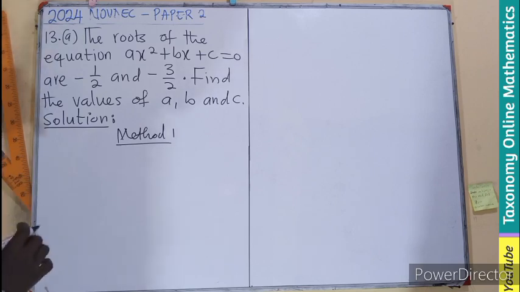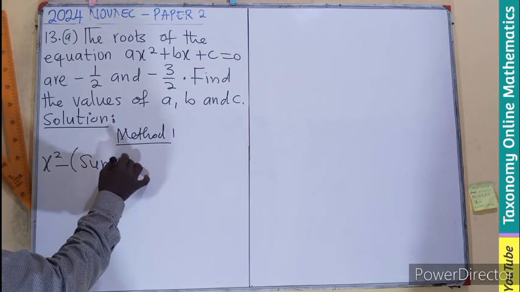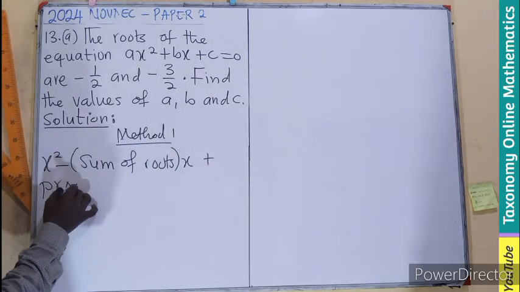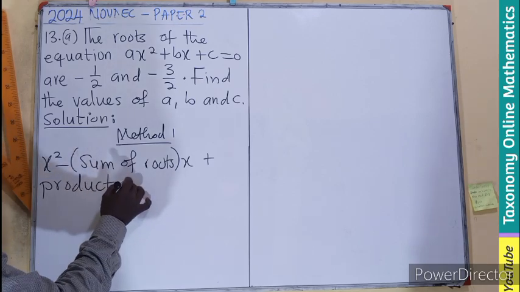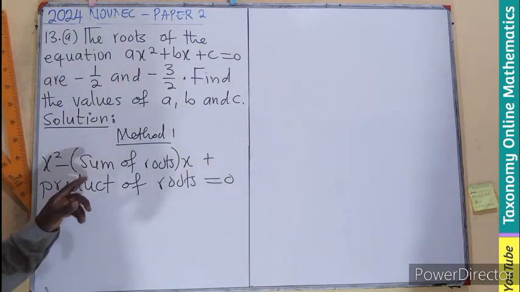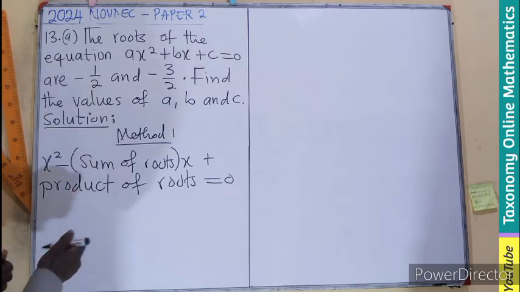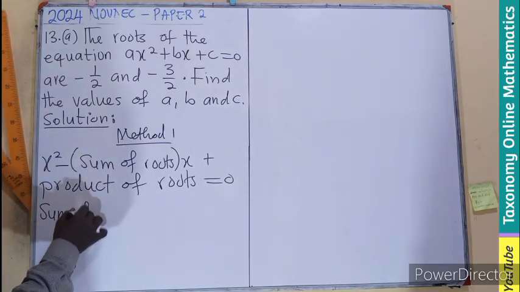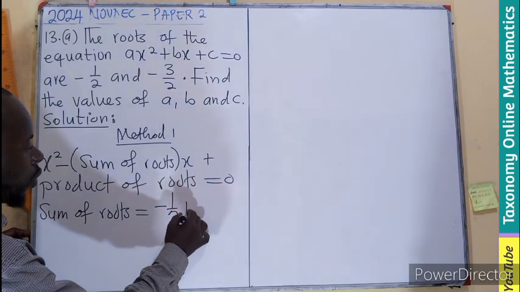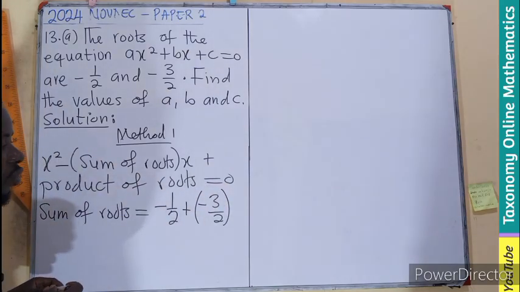In method 1, we have the formula that says x squared minus the sum of roots times x plus the product of the roots equals 0. So this simply means that you're dealing with the sum of roots. The values given to us are the roots of the solution. So what are we going to do? I will have my sum of roots, which means negative 1 on 2 plus negative 3 on 2. This is what we are going to have.